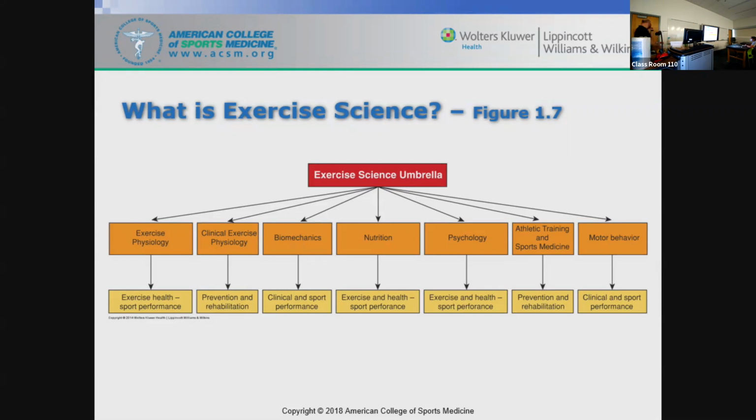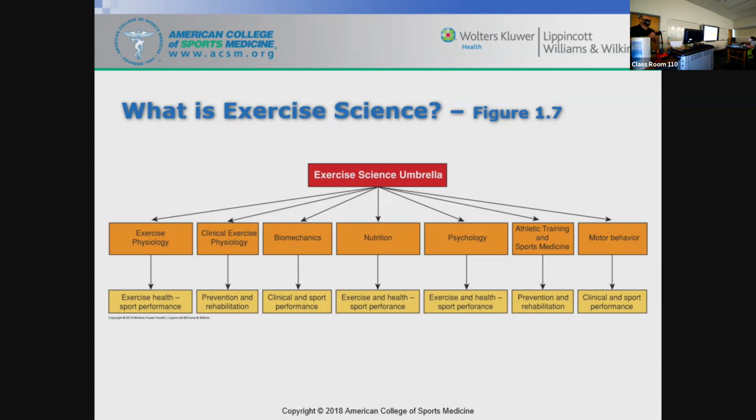Nutrition, looking at health and performance there as well, and then trying to decrease the risk for diseases. Psychology, same thing. There, you might not necessarily be trying to prevent a disease, but possibly some type of addiction, trying to prevent being addicted to certain painkillers, maybe supplements. Athletic training, sports medicine, prevention and rehab, that as well.